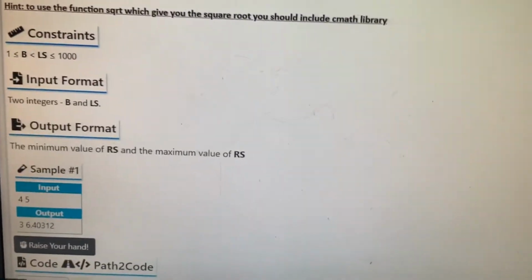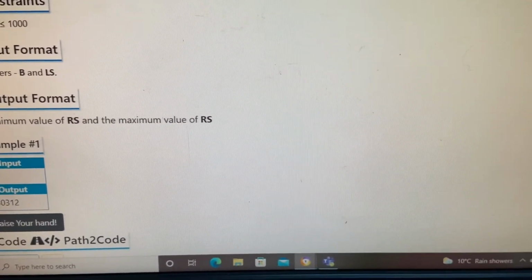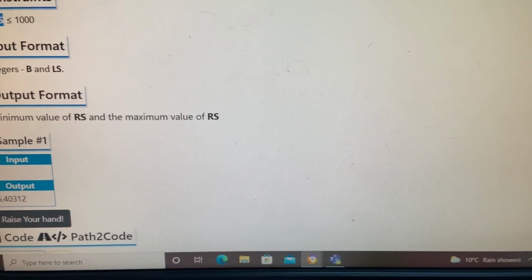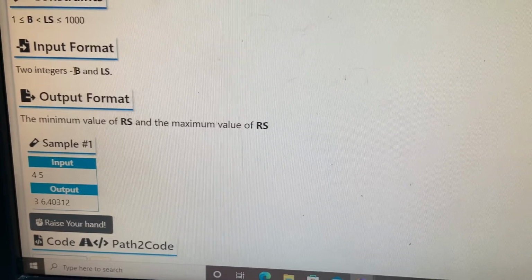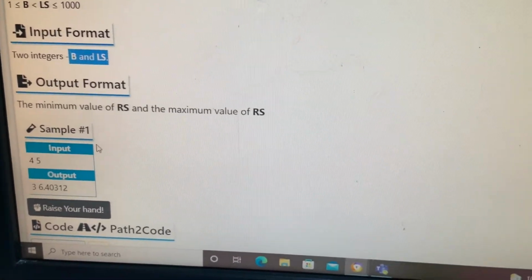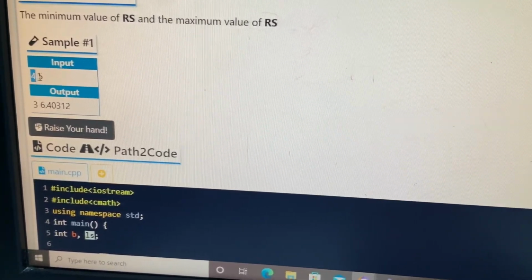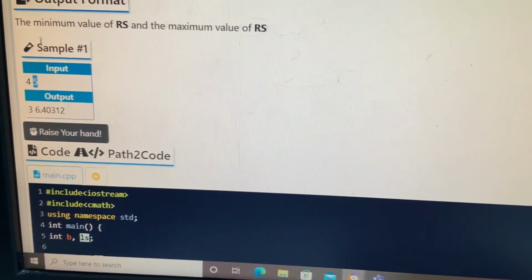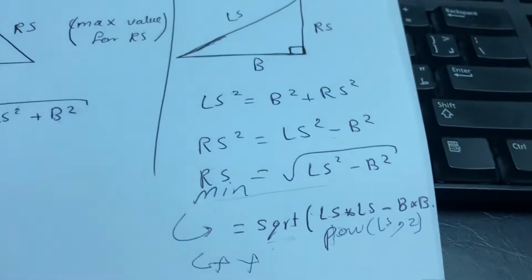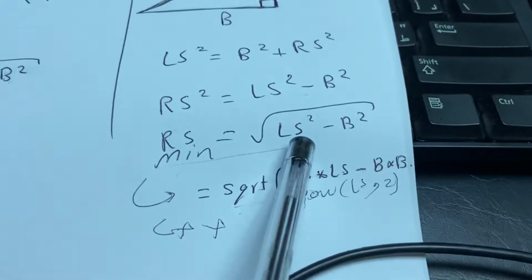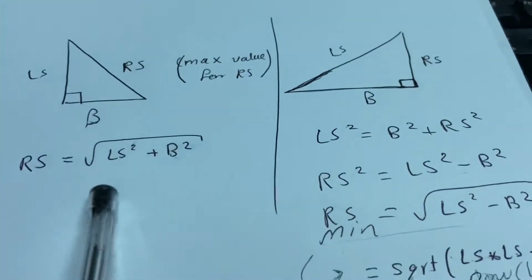The constraints for this question are as follows. The base must be less than the left side, and both of them must be greater than or equal to 1 and less than or equal to 1000, and the user must input 2 integers, b and left side. So if the user enters 4 and 5, the base of the triangle will be 4 and the left side will be 5. In this case we have to find the minimum value of r based on this formula, and then the maximum value of the right side based on this formula.